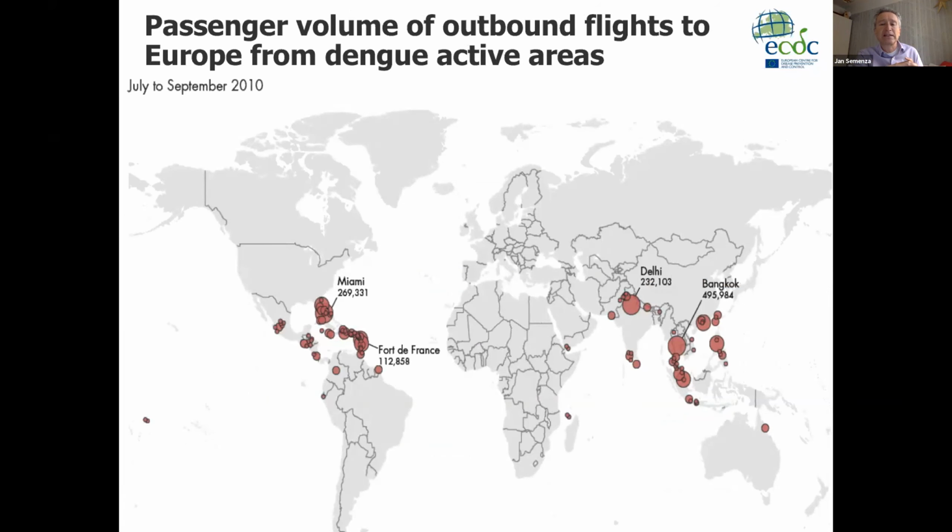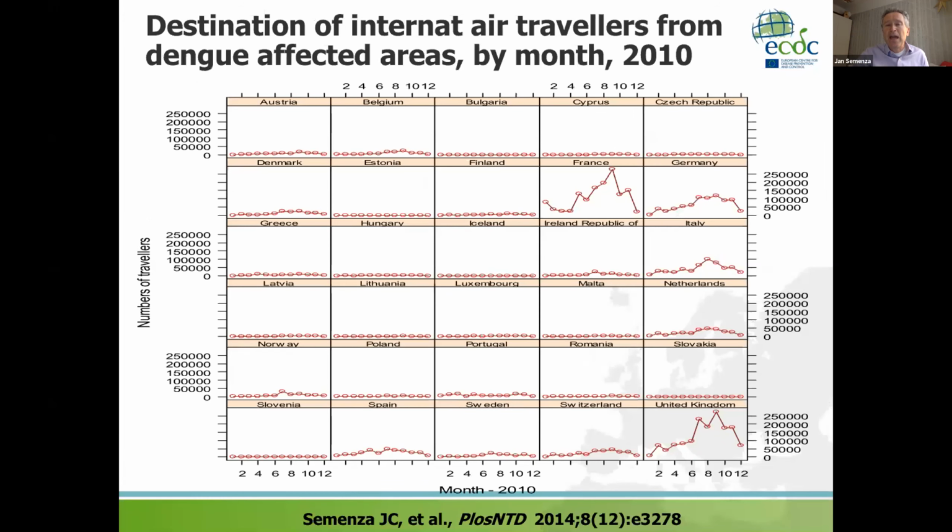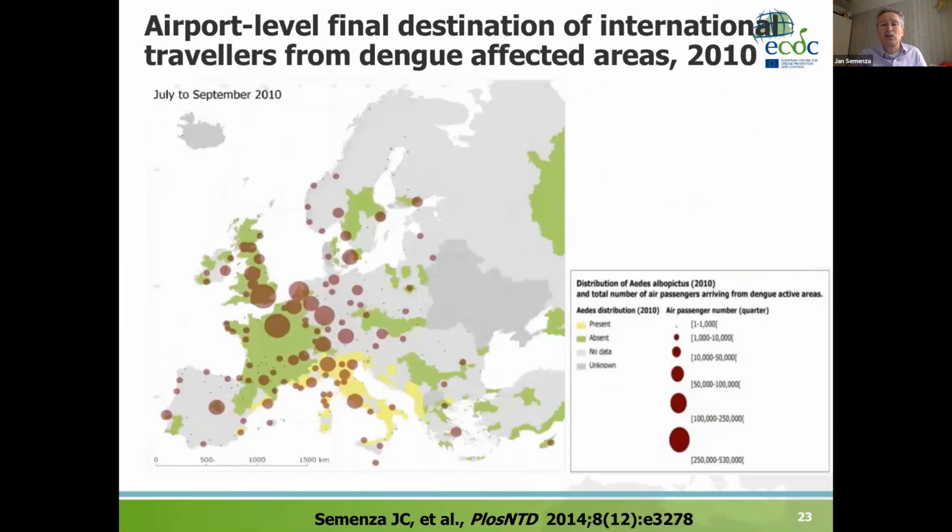So these bubbles represent the volume of individuals coming into Europe from dengue active areas during July to September, and this was for 2010. And so then we look at international air traveler arrivals into Europe from dengue active areas. Before it was everybody combined, and now we just tease out those from dengue active areas based on that map I just showed you. Again, this one is by month, and you can see that during the summer months, we see a spike in these types of passengers arriving from dengue active areas into Europe. And this is where people are flying into.